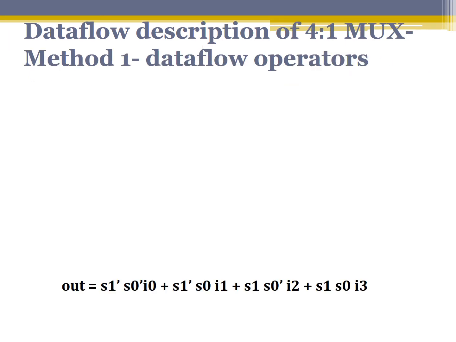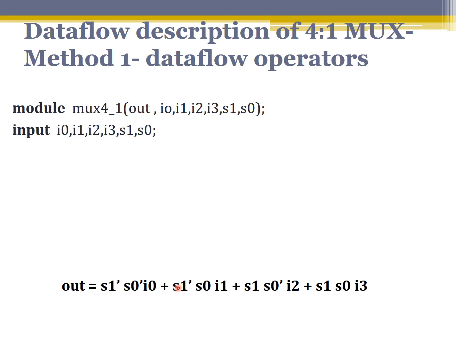Let us see how to write the data flow description of a 4:1 multiplexer. So we just saw its logic diagram, its truth table and the Boolean expression. So this is the Boolean expression we have obtained. So let's declare. We know the module is declared using the keyword module followed by the module name, which here I have given as mux4_1. The output variable name is out. Then we have I0, I1, I2, I3 inputs, S1 and S0.